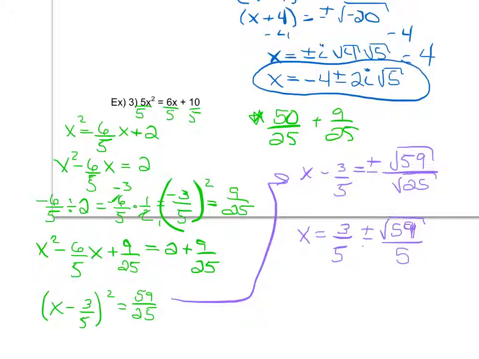And I can leave it like that. If I wanted to, I could put these together with one denominator. Either way, I'm going to get the same answer. But that is the process for completing the square, and then using completing the square to solve your quadratic equation.